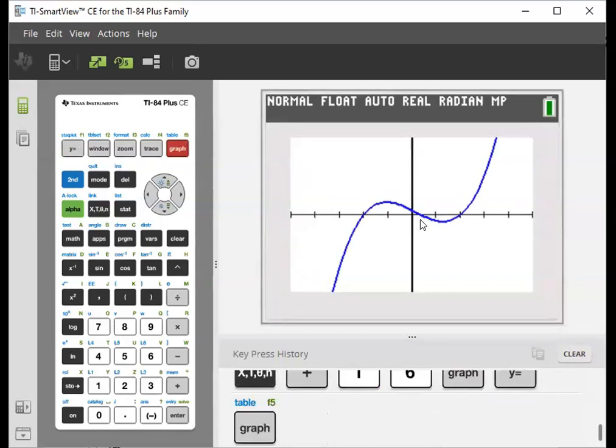Okay, and so here's what it looks like. Here's what I'm noticing. It's not going right through 0, 0. I do see that. So I don't think it's D, because D to me looks like it's going right through 0, 0.